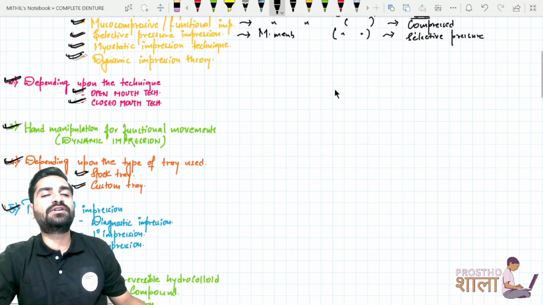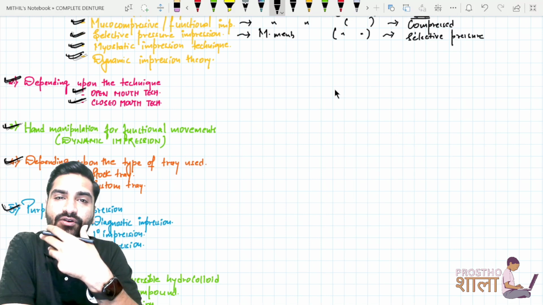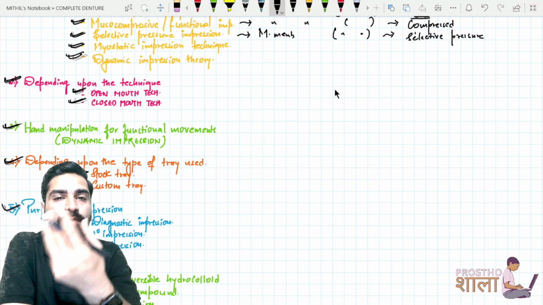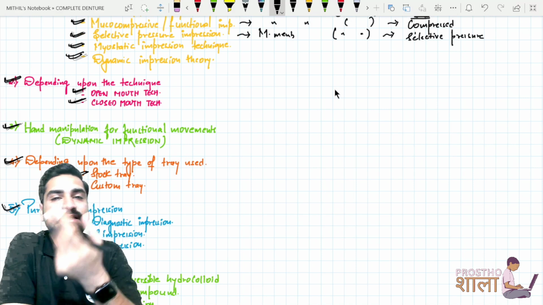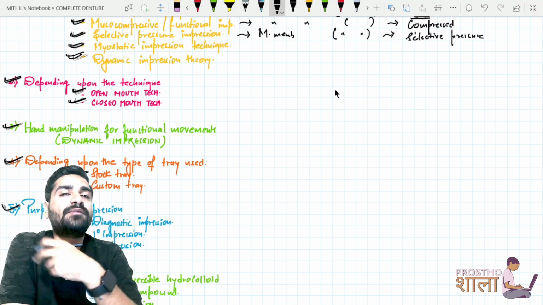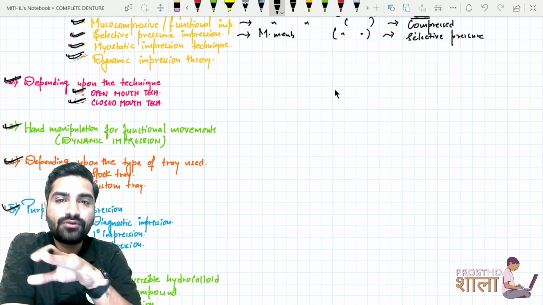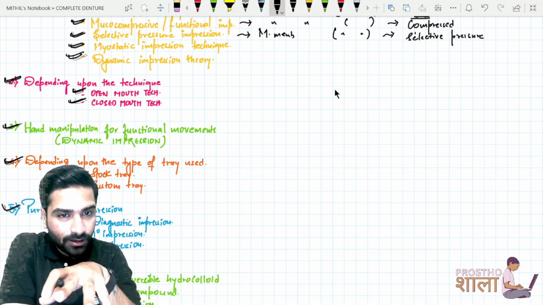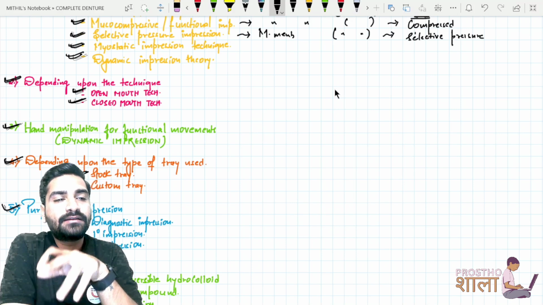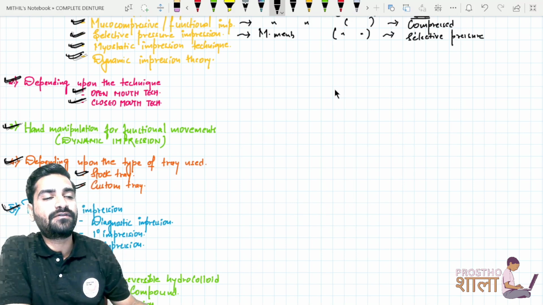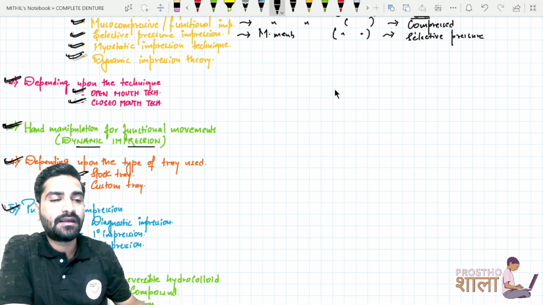Second is based upon the technique, right? When you ask the patient to keep his or her mouth open, it is an open mouth technique. When you are not asking the patient to keep the mouth open and the patient is making the movements without you using your hands at all, that is called a closed mouth technique. Third is hand manipulation for functional movements, which comes under dynamic impression.